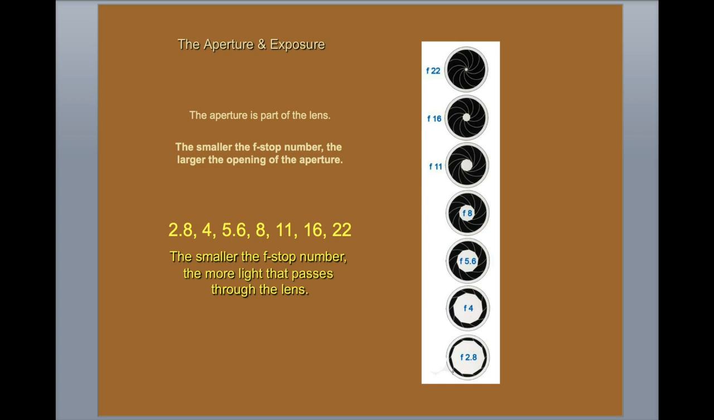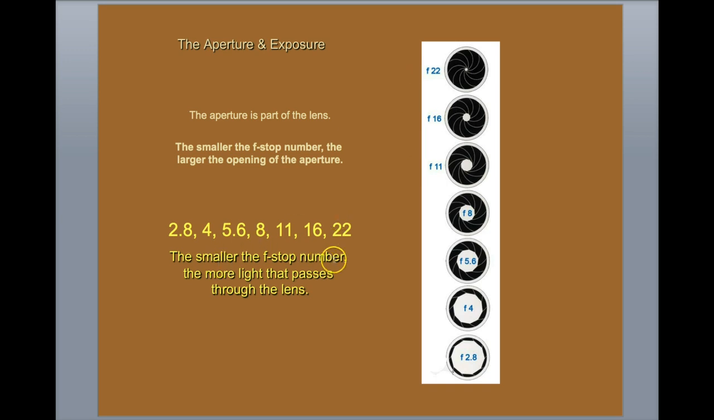So aperture and exposure. The aperture is part of the lens. I think we've said that. The smaller the f-stop number, the larger the opening of the aperture. So f-stop and aperture can be used interchangeably. They mean more or less the same thing. The f-stop number, usually 2.8, 4, 5.6, 8, 11, 16, 22. Depending on your camera, you may have numbers that go lower than that or higher than that.